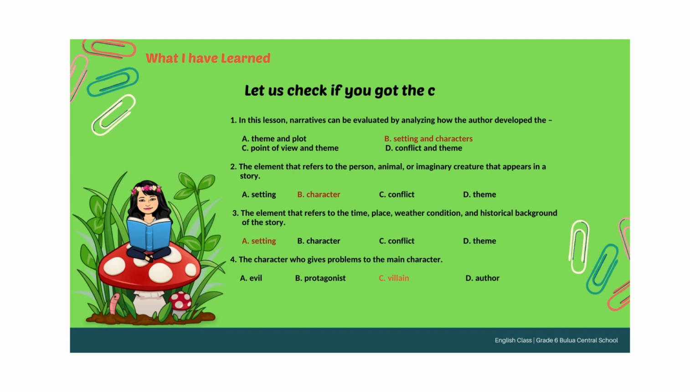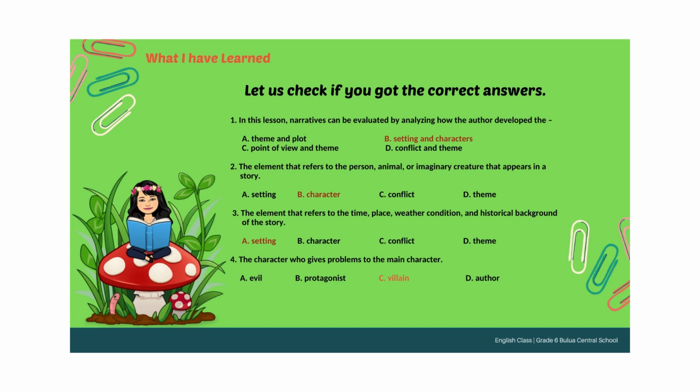Now let's check if you got the correct answers. Number one, in this lesson, narratives can be evaluated by analyzing how the authors develop the answer is letter B, setting and characters. Number two, the element that refers to the person, animal, or imaginary creature that appears in a story. The answer is letter B, character.